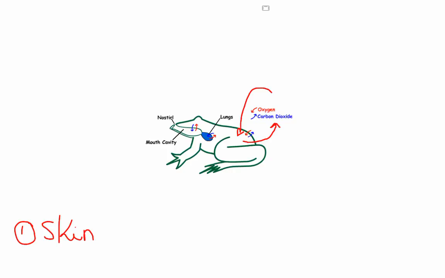Then the second method it uses is the buccal cavity. The buccal cavity is a space just within the throat of the frog. Okay, how does it get air to the buccal cavity? It allows air from the exterior. The air comes in through the nostril and goes in.